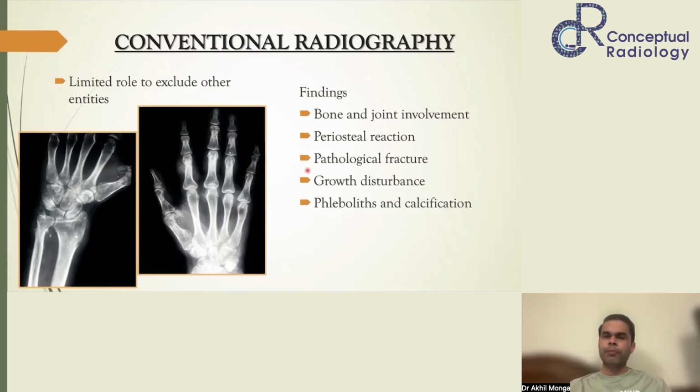Sometimes there can be a periosteal reaction, a slightly more aggressive vascular malformation. You might end up having pathological fractures also.